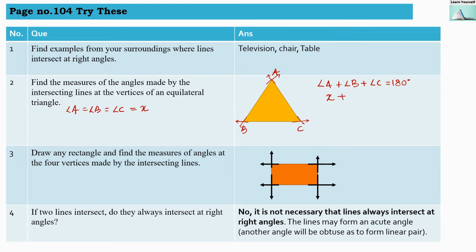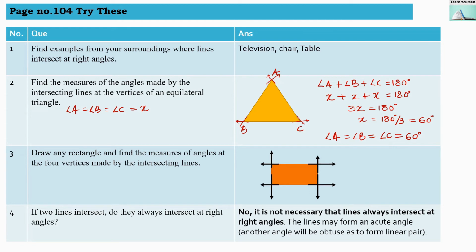So X plus X plus X equals to 180 degree. Now I can add all this, 3X. So it is 3X equals to 180 degree. X equals to 180 degree divided by 3 will give me 60 degree. So measure of the angle or all the angle is 60 degree. So angle A equals to angle B equals to angle C will give me 60 degree.